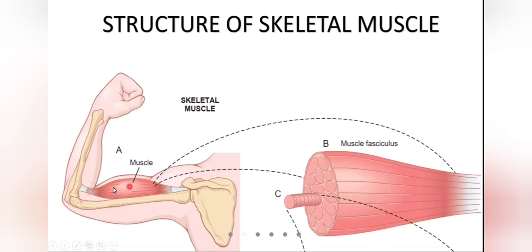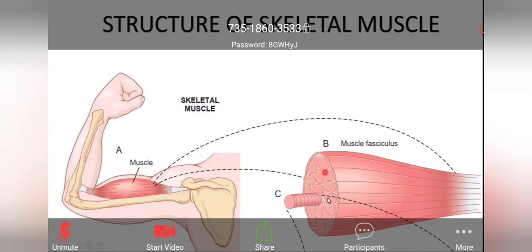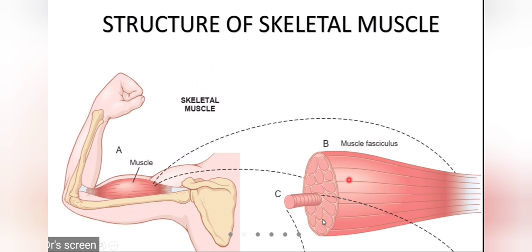So this is the skeletal muscle. Now if you see, a small part of this muscle is enlarged. Now you can see this muscle. Inside this muscle, the fasciculus, you can see there are furthermore small bundles of muscle fibers. So this is the bigger muscle, and inside the muscle you have the muscle fasciculus, and inside each fasciculus you have even smaller fibers.